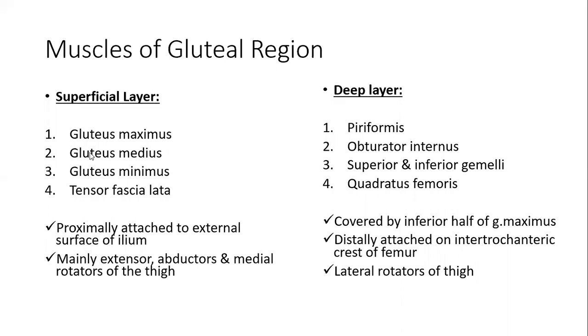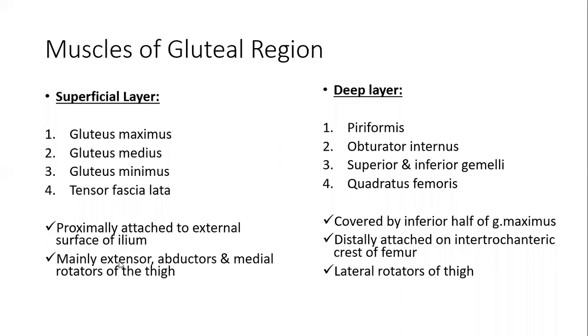Some general points related to the muscles of the gluteal region, especially those associated with the superficial layer, is that these muscles are proximally attached to the external surface of the ilium, which means that all of these four muscles located in the superficial layer arise or are proximally attached over the external surface of the ilium. Ilium is a part of the hip bone.